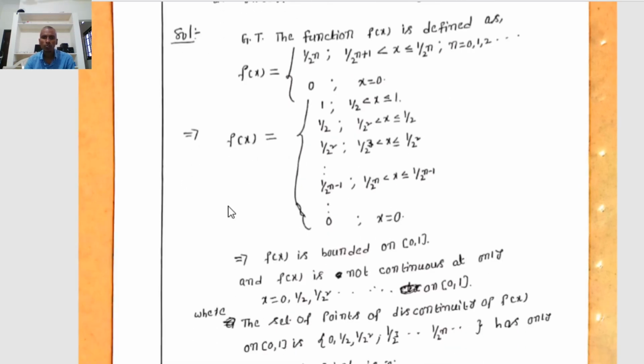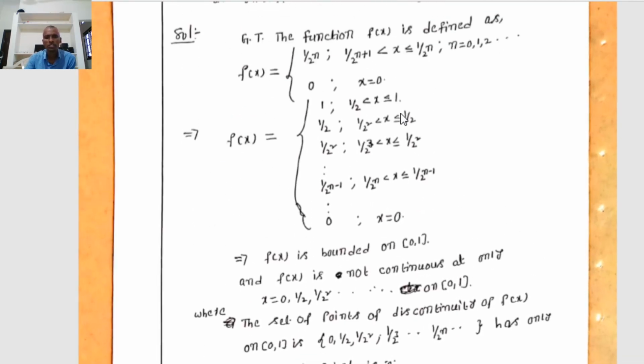Similarly n equals 2, that implies 1/2 squared. 1/2 squared, meaning 1/2^(2+1), 1/2 cubed, is less than x less than or equal to 1/2 squared, and so on up to 1/2^n less than x less than or equal to 1/2^(n-1), and 0 such that x equals 0. Therefore f(x) equals 1 such that 1/2 less than x less than or equal to 1, 1/2 such that 1/2 squared less than x less than or equal to 1/2, 1/2 squared such that 1/2 cubed less than x less than or equal to 1/2 squared, 1/2^(n-1) such that 1/2^n less than x less than or equal to 1/2^(n-1), and 0 such that x equals 0.